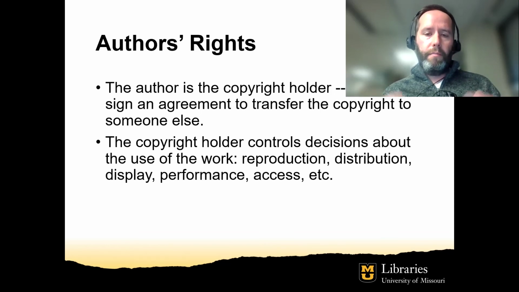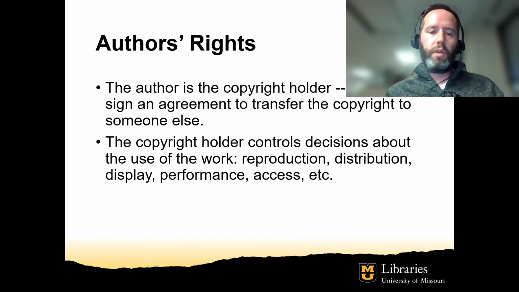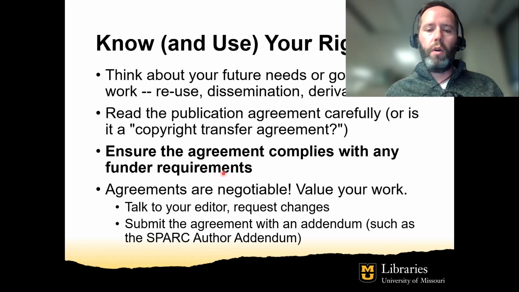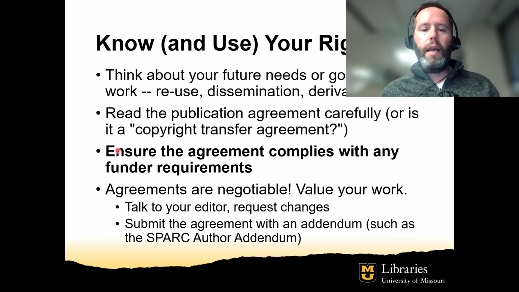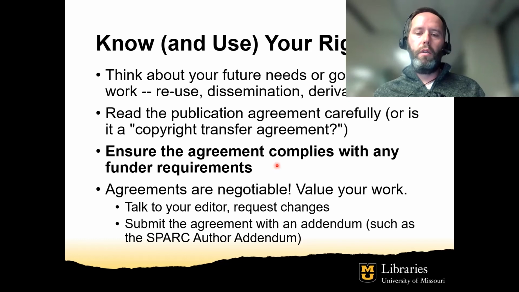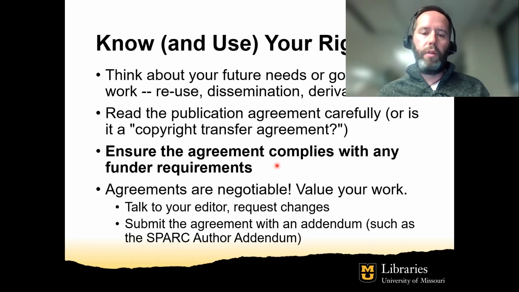But just to say, the author is the copyright holder until you sign it over to somebody else. And the copyright holder can control decisions about how it's reproduced, distributed, displayed, or performed. And so we encourage you to know and use your rights. Think about how you want to distribute your work and review your publisher agreement to make sure that it does what you want it to do for you as the author, and also that it complies with any funder requirements. So when we're talking about self-archiving in an institutional repository, a lot of times that is a minimum level of open access availability that can comply with a grant requirement to make a work available open access.